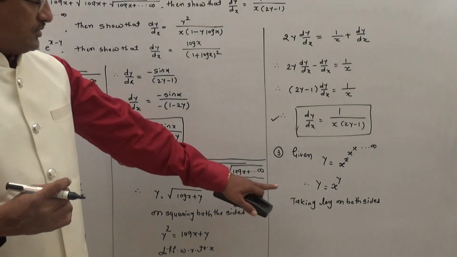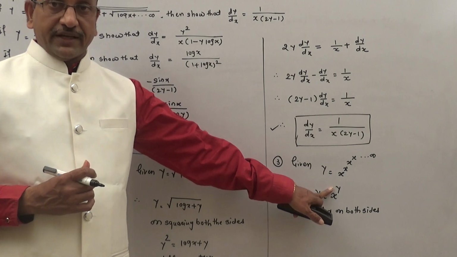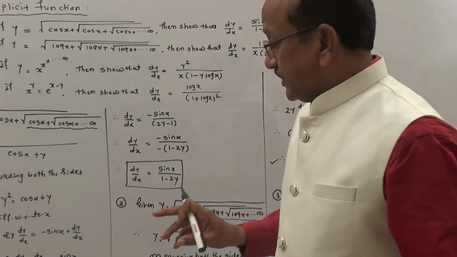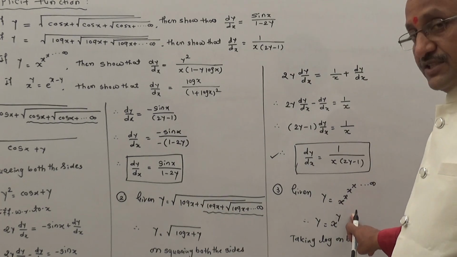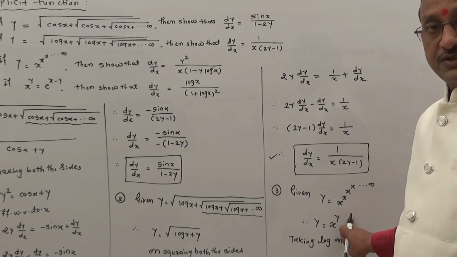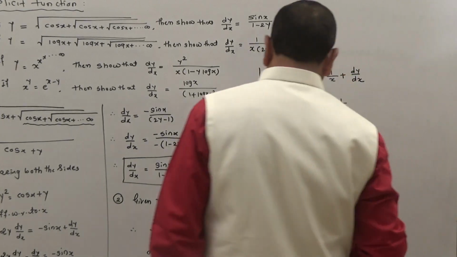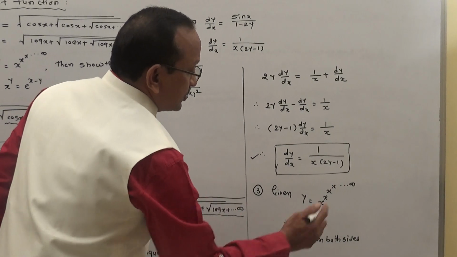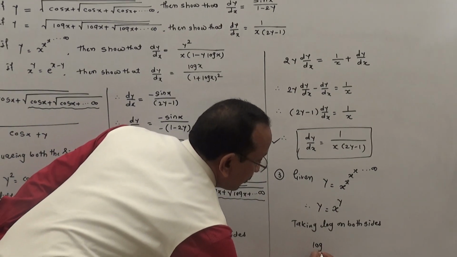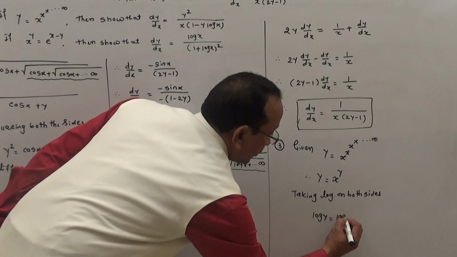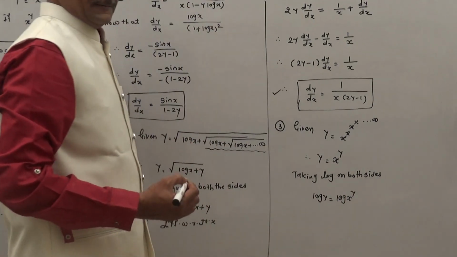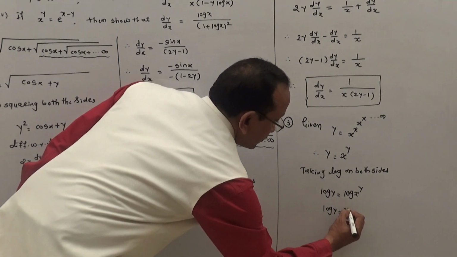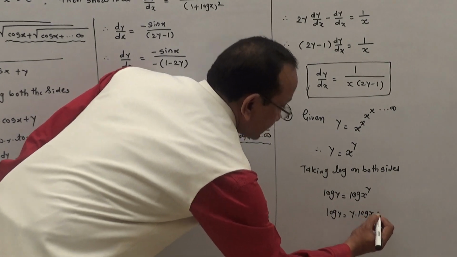How to solve this example? y is equal to x raised to power x. When we apply logarithmic differentiation, if a function raised to a power is given, then it is easy to find the value by using logarithmic differentiation. So that's why I am taking log on both sides. Then log y is equal to log of x raised to power y. Then log y is equal to y times log of x.